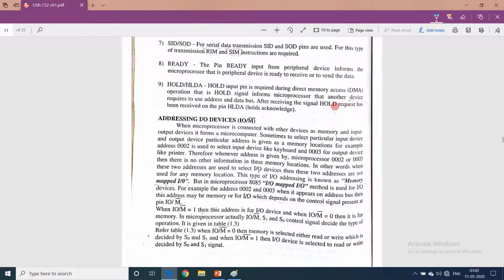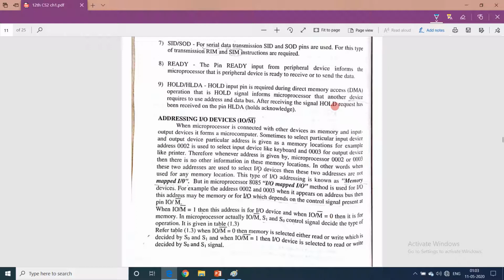Hello students. In the previous video we covered the topic of address, input output devices, and the IO/MBAR pin. There we learned the S1 pin and S0 pin, status S1 pin, status S0 pin and the input output/MBAR pin. I hope that is clear to you. And previous to this we had learned about the different pins available in 8085.